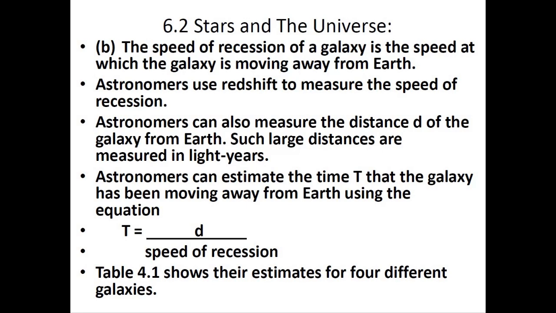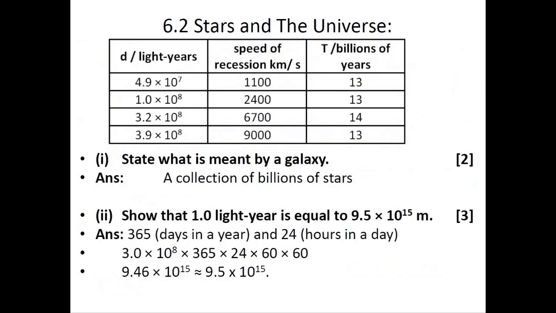Such large distances are always written in light years. Astronomers can estimate the time t that the galaxy has been moving away from Earth using the equation t equals d over speed of recession, or basically time taken equals distance upon speed. Table 4.1 shows their estimates of 4 different galaxies.